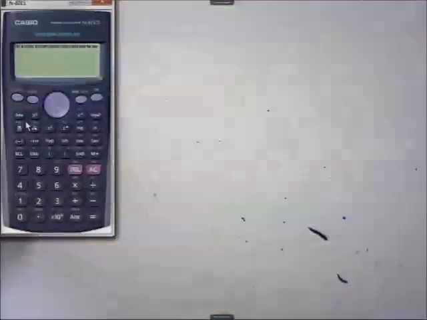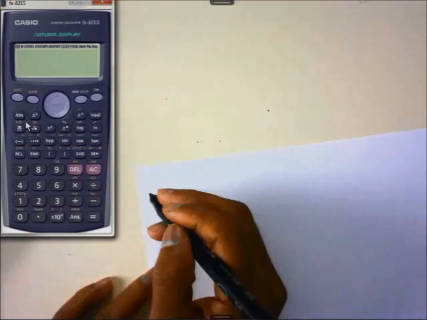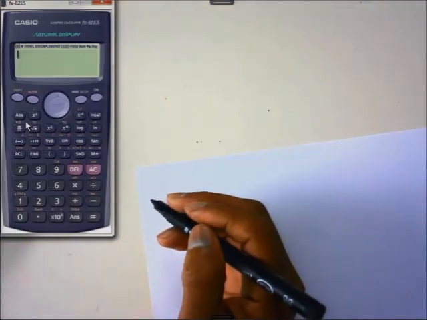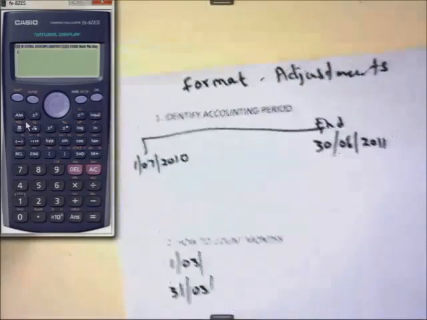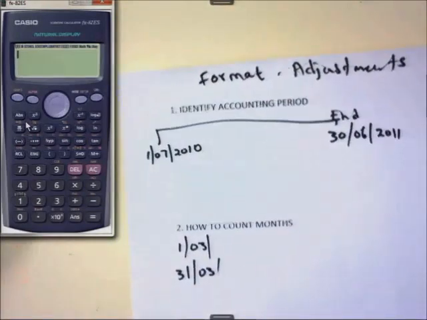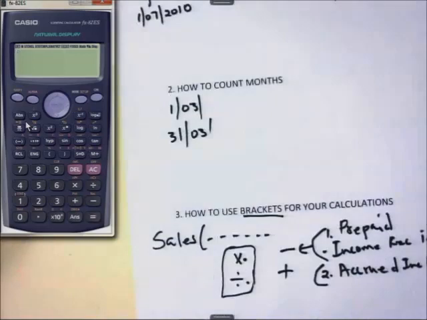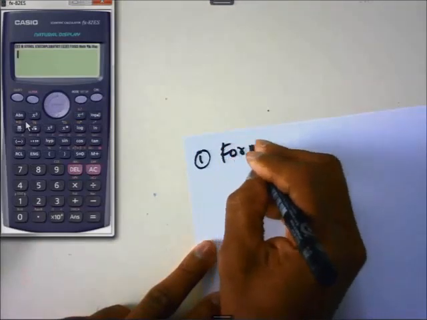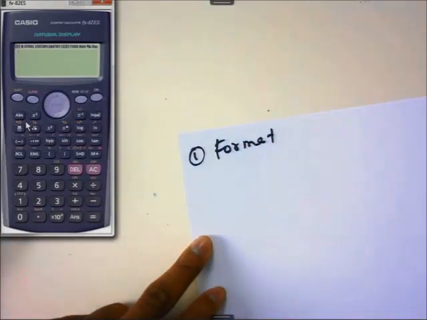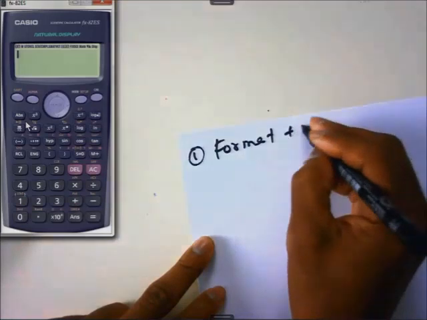Now in summary, when you prepare the income statement, remember we agreed, we also referred to the information that you must know how to count months. Remember at the beginning we talked about how to identify the accounting period, how to count months, as well as how to use brackets in your calculation. So we also said number one, you must check the format of the income statement. You must know it plus the notes.